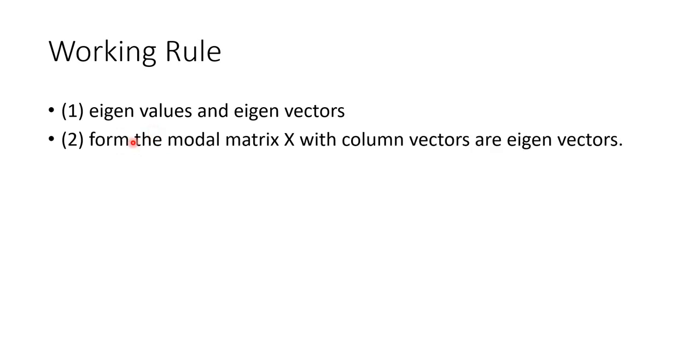The working rule for finding the diagonal matrix of a matrix is: first you find the eigenvalues and eigenvectors. Form the model matrix X with the column vectors being the eigenvectors. Find the inverse of the model matrix X as X inverse. Then form the product X inverse AX, and that matrix is the diagonal matrix D. Then the diagonal matrix has the diagonal entries as the eigenvalues.